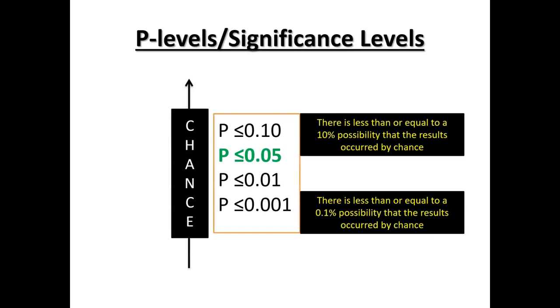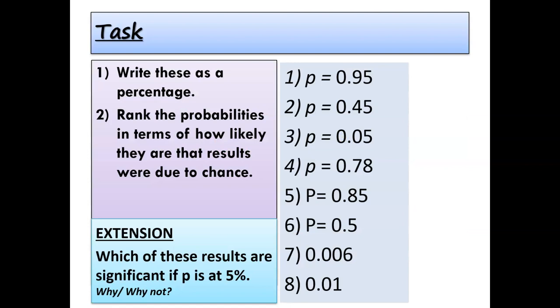so again, this is another diagram for you to understand that. So have a go at writing these as a percentage, and then rank the probabilities in terms of how likely they are that results were due to chance. Okay.